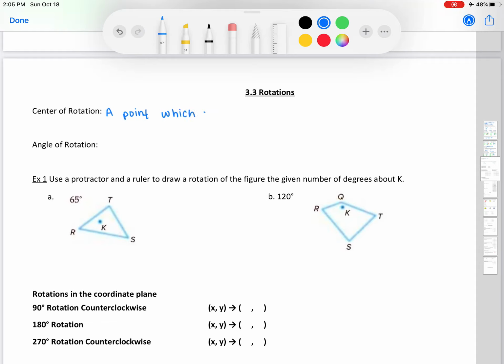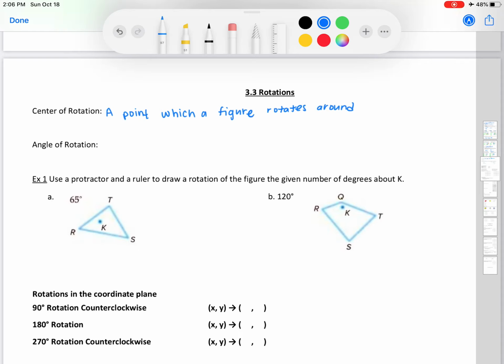in which a plane figure rotates around. So it's sort of like how the Earth rotates around the sun. So the sun is our center of rotation, and we are the object that is then rotating. It's still Earth, nothing changes about it except its location in correspondence to the actual sun itself.